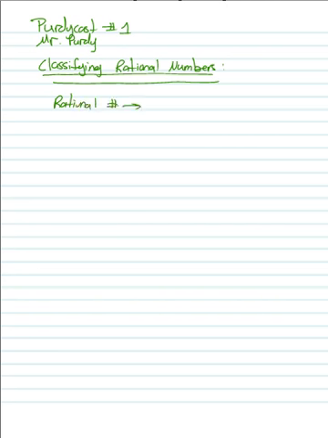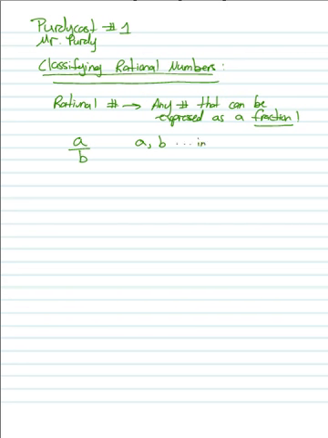A rational number is any number that can be expressed as a fraction. And the form that we're going to use is the form a divided by b, where both a and b are integers, and b is not allowed to be equal to 0.